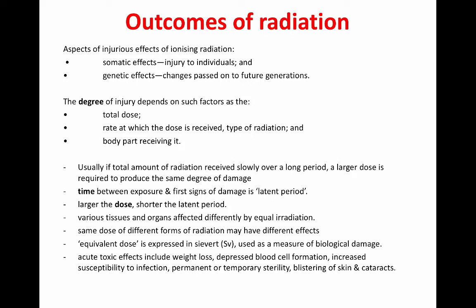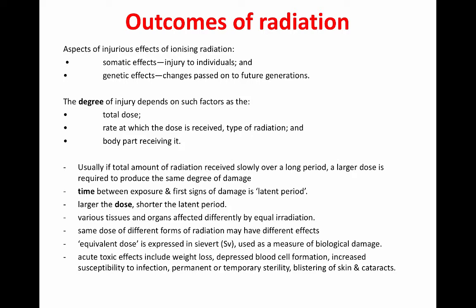In general, if the total amount of radiation is received slowly over a long period of time, a larger dose is required to produce the same degree of damage than if the same total dose is received over a short period of time. The time between the exposure and the first sign of damage is called the latent period. The larger the dose, the shorter the latent period.